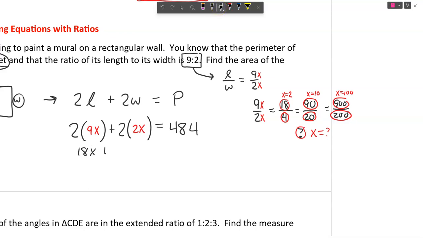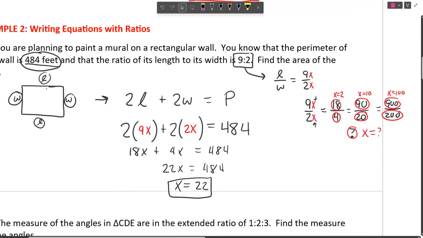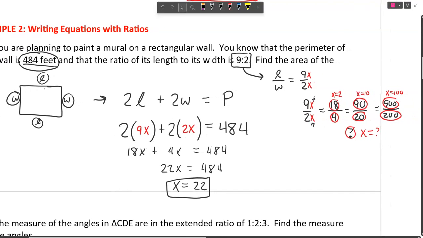So we get 18x plus 4x equals 484. 18 plus 4 is 22. And last but not least, when I divide by 22, we're going to get 22 as our answer. Oh, that was a perfect square. So what that means is if I plug 22 in for my ratio, I would get a length and a width that would be equivalent to a perimeter of 484. So what is the length and the width then?